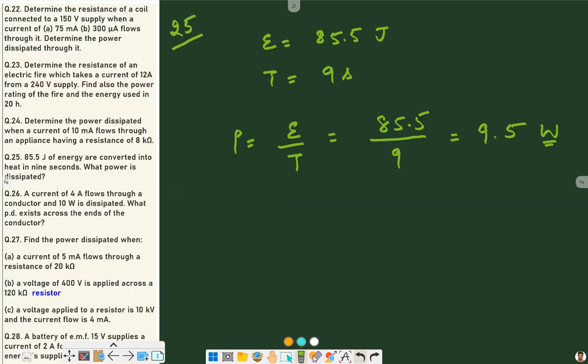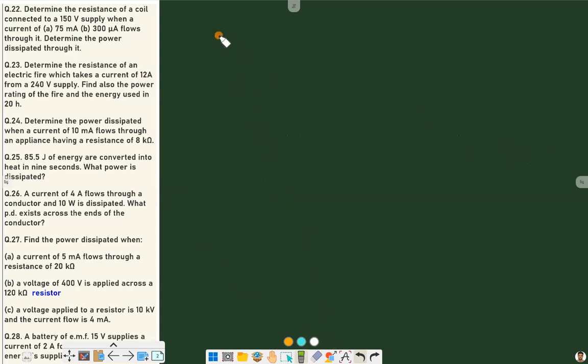Moving to question number 26. The value of current is 4 ampere, power is 10 watt. What is the potential difference? So power is 10 watt, current is 4 ampere. We have to find out the potential difference.